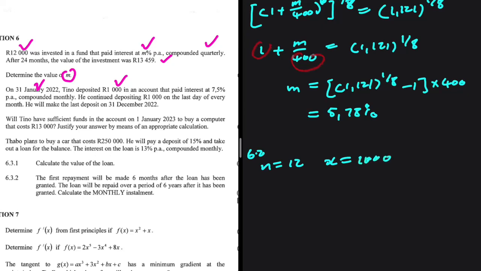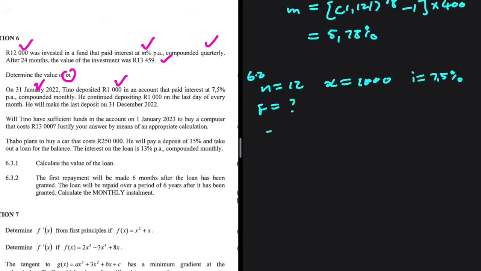What is another piece of information we have? We have the interest, which is equal to 7.5% compounded monthly. How much money is he going to have at the beginning of the following year? That's what we're trying to figure out. We're going to have the future value. This is future value because we are saving money and making monthly contributions.